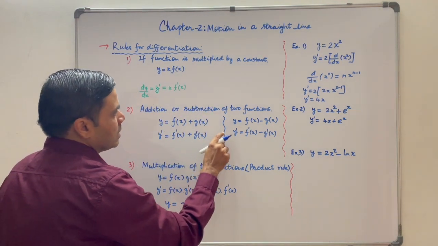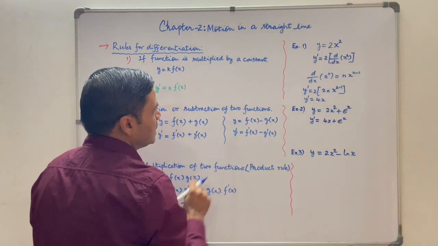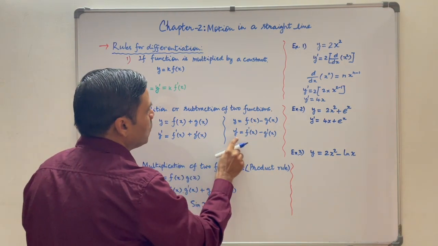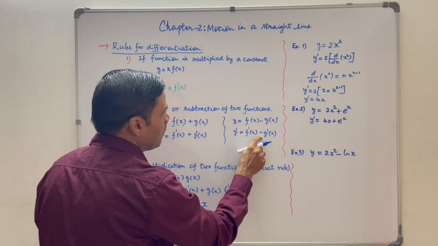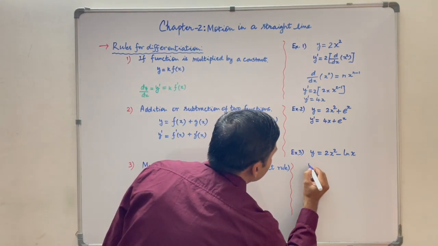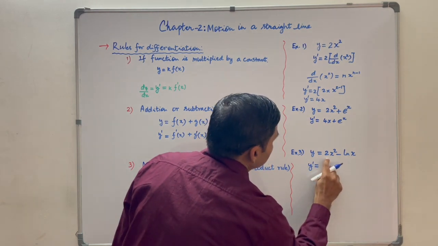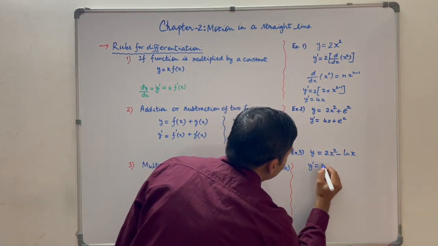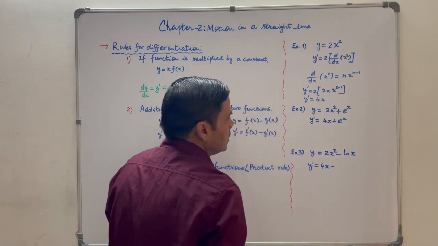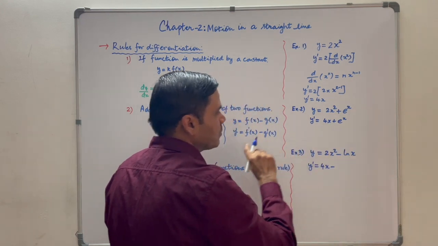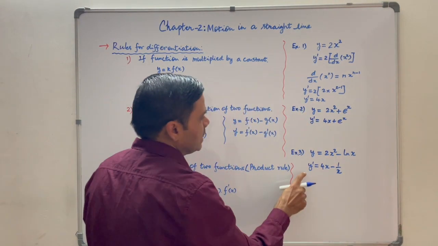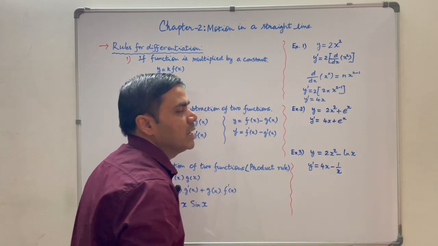Let us see the subtraction. Y is equal to fx minus gx. Fx is one function, gx is another function. Then similarly, y dash x is equal to f dash x minus g dash x. Let us see this example. Y dash will be equal to derivative of this function will be 4x as we have already done, minus ln x. So derivative of ln x, you remember from the previous table, it is 1 by x. So y dash will be 4x minus 1 by x.